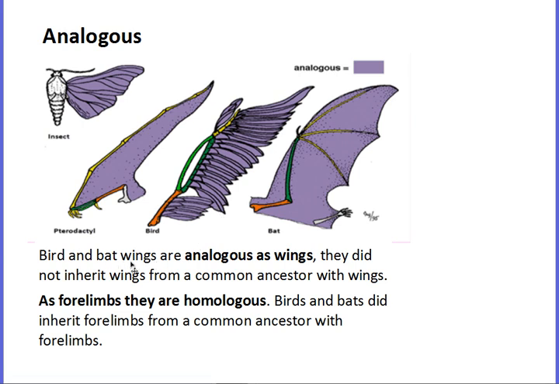And here it says, and it can be a little confusing, bird and bat wings, they're analogous as wings. Birds and bats did not inherit wings from a common ancestor with wings. What they did inherit is forelimbs, these front limbs. They inherited front limbs, and eventually those front limbs adapted or became wings because both birds and bats needed to fly. So they didn't inherit wings from a common ancestor. They inherited forelimbs that eventually adapted into wings. You're not going to be asked to get into that big of a detail, but the question comes up often, so I wanted to explain that.